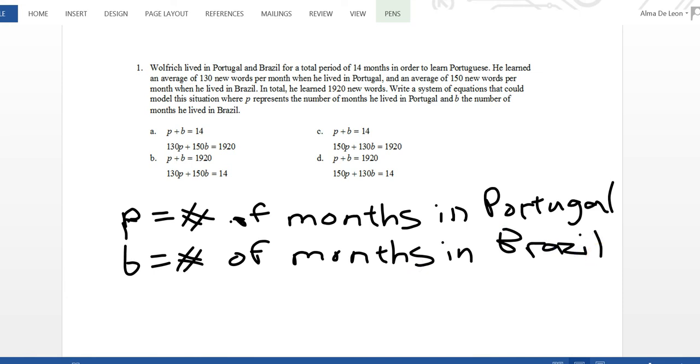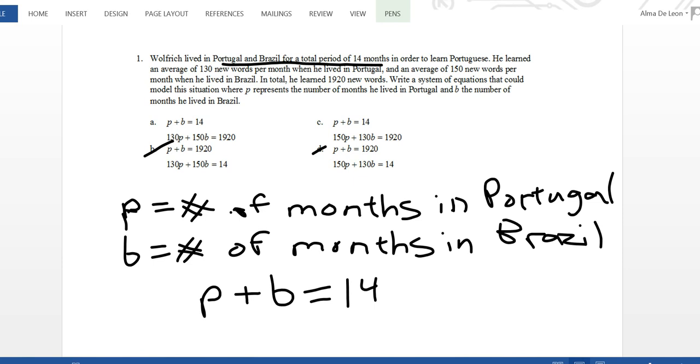Okay, we know that he lived in Portugal and Brazil for a total of 14 months. So if I do P plus B, that should give me 14 months. The number of months he lived in Portugal plus the number of months in Brazil has to equal 14 months. Automatically, I can eliminate B and D. Those are wrong. And now I'm just left with A and C.